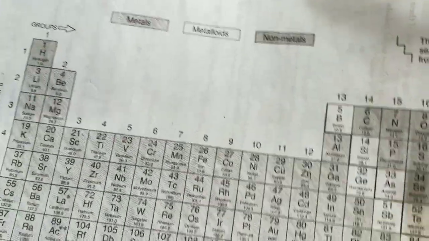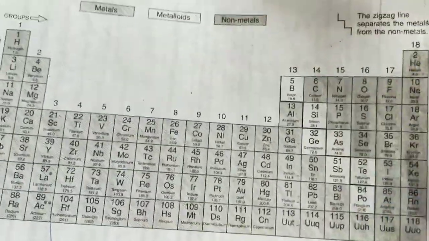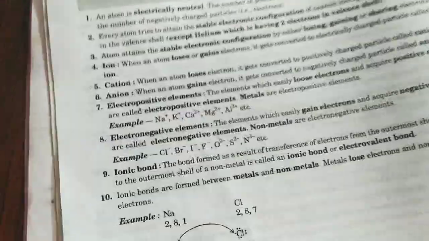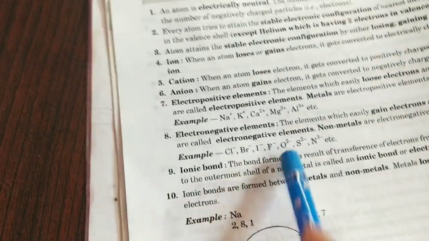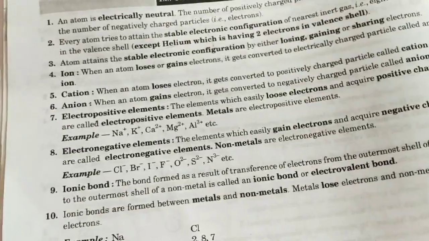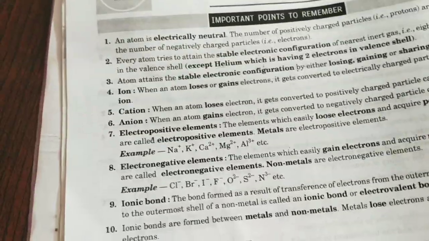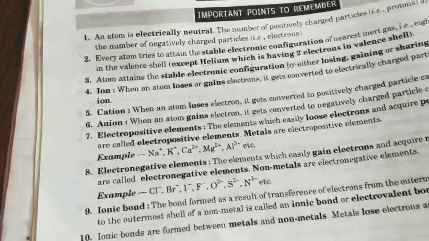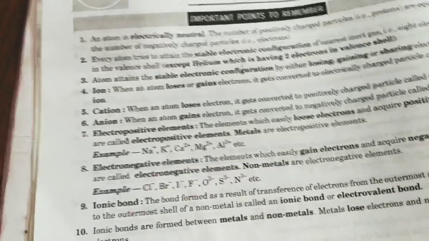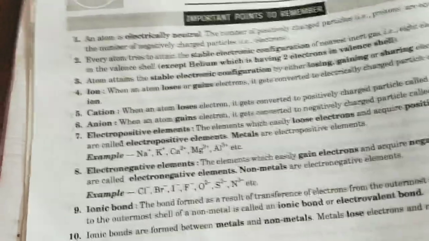Group 17 and 16 elements are known as non-metals, and they have a tendency to gain electrons and contain a negative charge on their atoms. So they are known as electronegative elements. Now, what is ionic bonding? Ionic bond, that is, electrovalent bond.